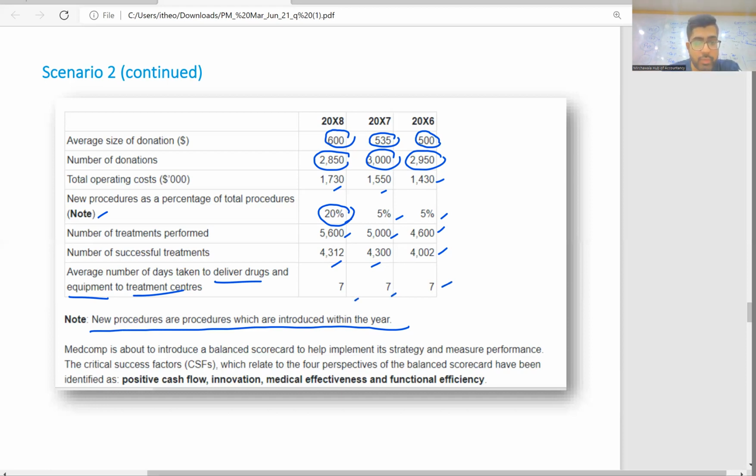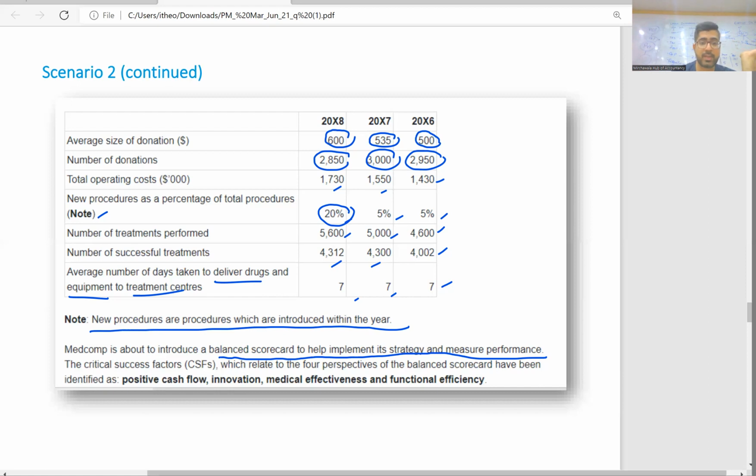MEDCOMP is about to introduce a balanced scorecard to help implement its strategy and measure performance. So it is introducing a balanced scorecard. The critical success factors means those factors which are critical for success. Without that, you cannot be successful. Like for an educational institution, the critical success factor is the teaching quality and results. Without good teaching quality and results, you can't run. The critical success factor for a restaurant may be taste. That without taste, it cannot survive.